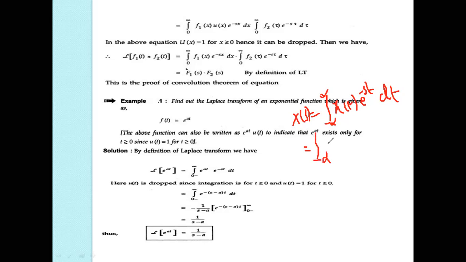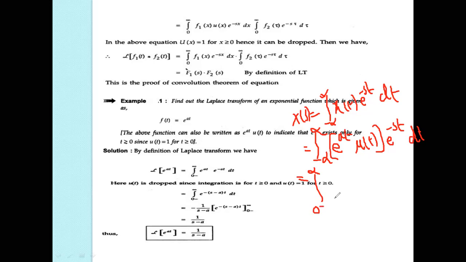Integral from minus infinity to infinity. I'm taking x of t is e power at mu of t, e power minus st dt. This is equal to the integral where mu of t takes the value 1, and the limits also change from 0 to infinity, or 0 minus to infinity.